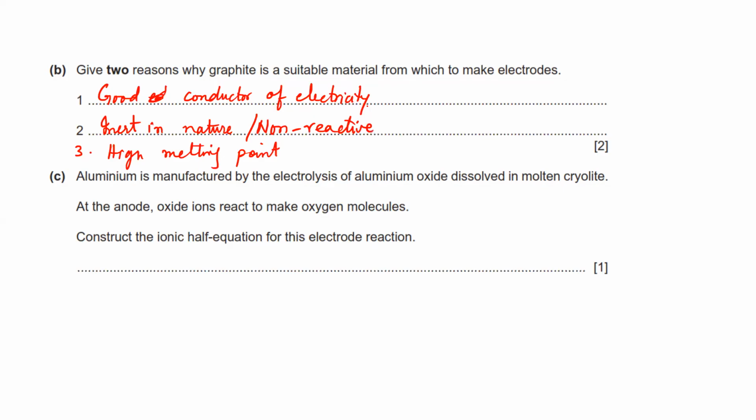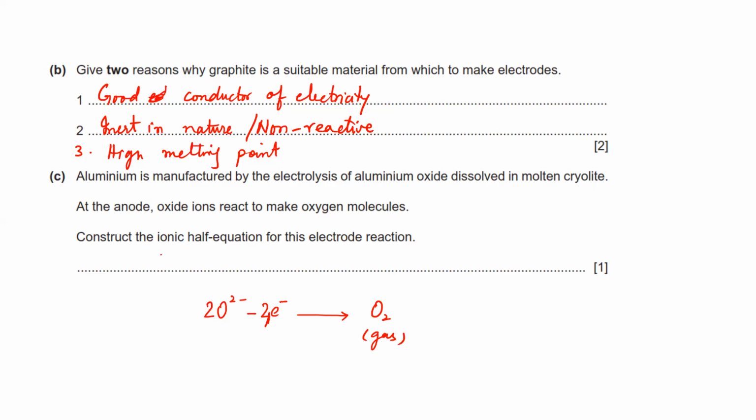Then it says part C: aluminum is manufactured by electrolysis of aluminum oxide dissolved in molten cryolite. At the anode, oxide ions react to make oxygen molecules. Construct the half-ion equation of this. So oxide ions, O2 negative, make oxygen gas. They need to lose two electrons to become a single O, and you have to balance it. So two more electrons, and make it four. Now this equation is balanced.